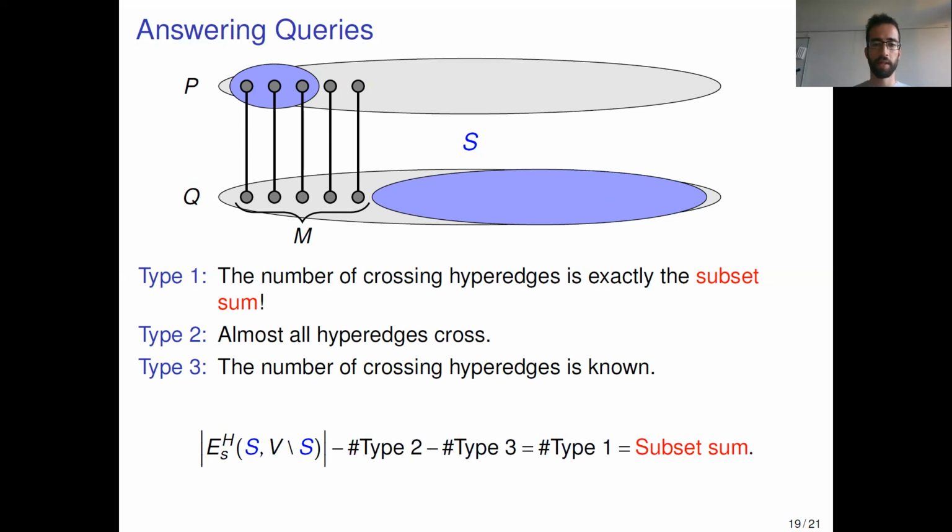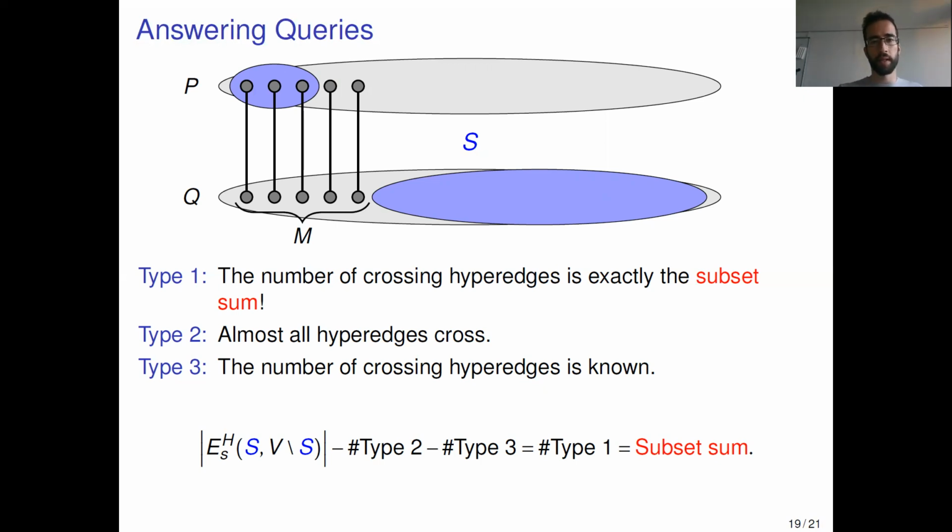And so what we can do is measure the cut size of this set S, if we had a cut sparsifier for our hypergraph, and simply subtract the number of type 2 edges that cross, subtract the number of type 3 edges that cross, and as a result, we get an approximation to the number of type 1 edges that cross, which is exactly equal to the answer to the subset sum query. And here we have some additive error terms, but that is still fine by the definition of string compression.